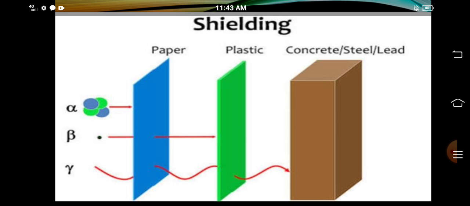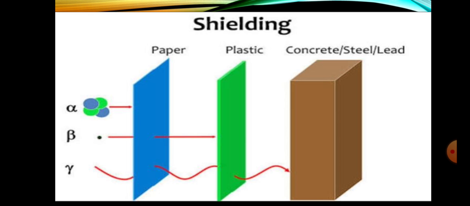Then we discuss the penetration power of alpha, beta and gamma, meaning the power to pass through different materials. The alpha particle penetration power is low; it can pass only through paper. The beta particle penetration power is more than alpha, and it can pass through paper and plastic. The gamma radiation has more penetrating power than alpha and beta, so it can pass through paper, plastic and lead or steel.